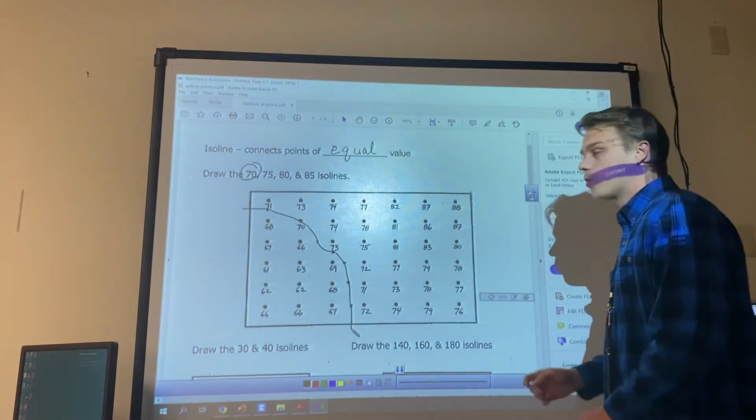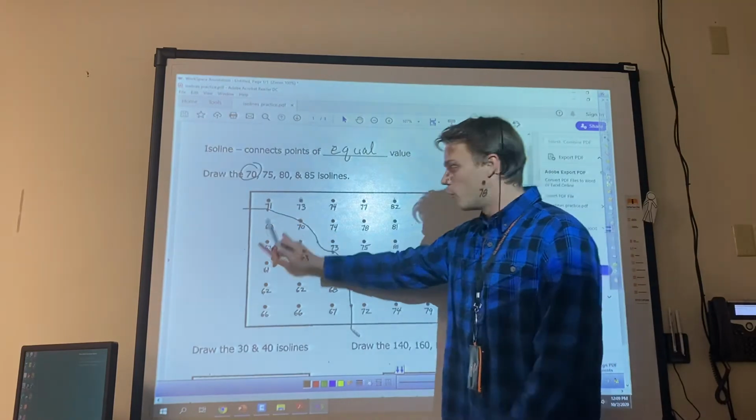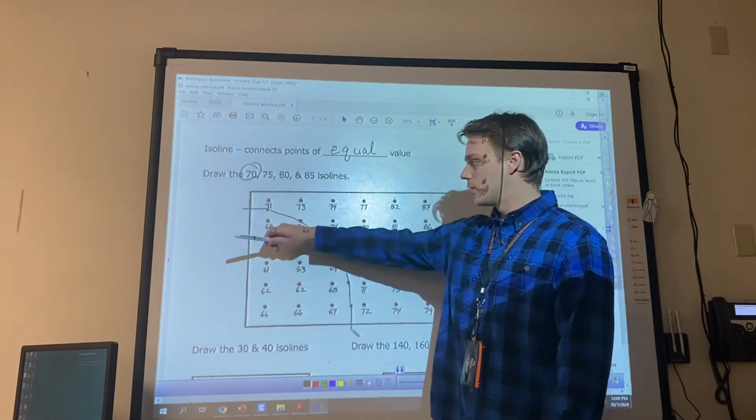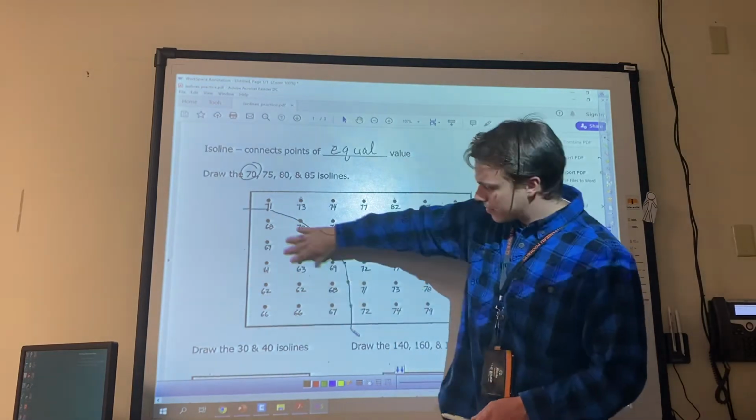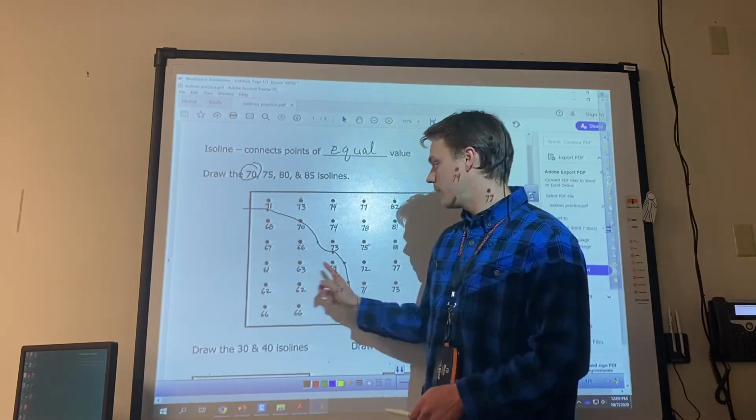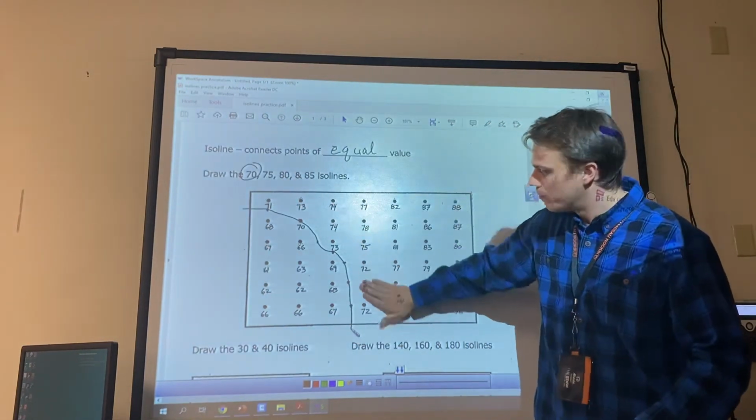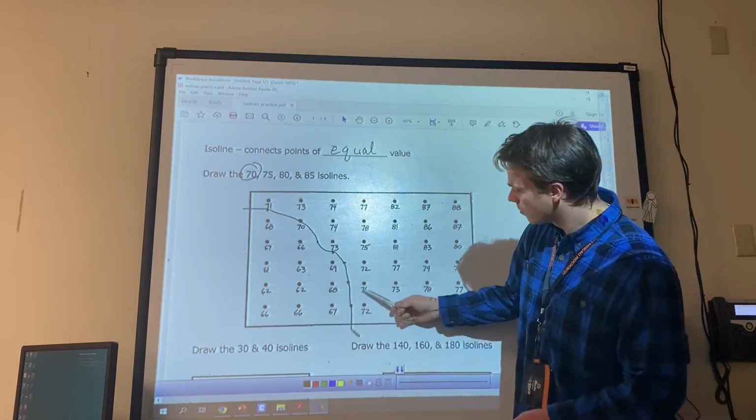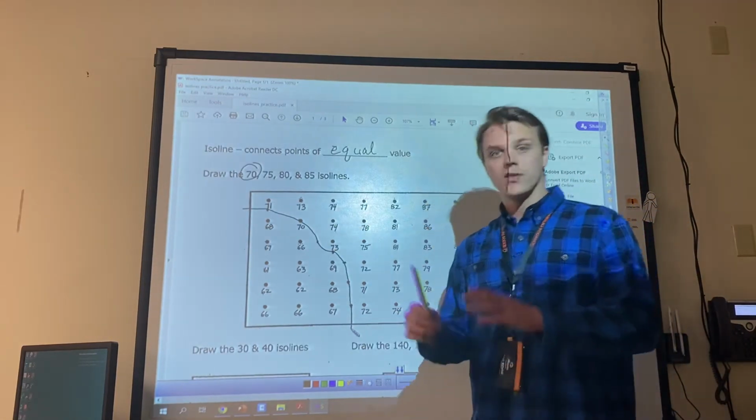Once you're done, or you think you're done, you look at every single number on one side of the line. So this is 68, that's less than 70. Are all of these numbers less than 70? They're all in the 60s, right? So that means they're less than 70. Are all these numbers on the other side of the line more than 70? Yes, they are. So that's all set.